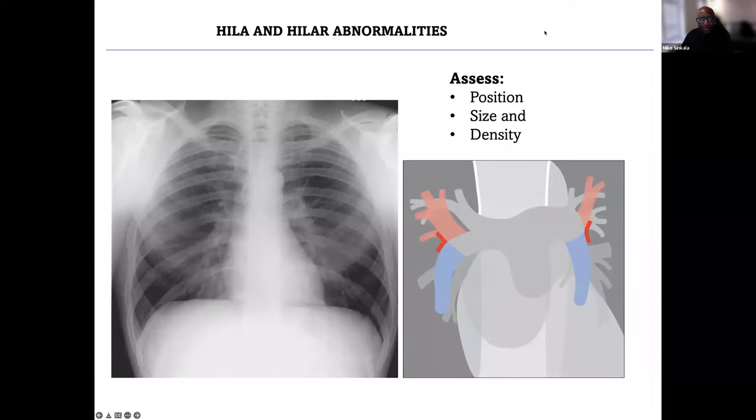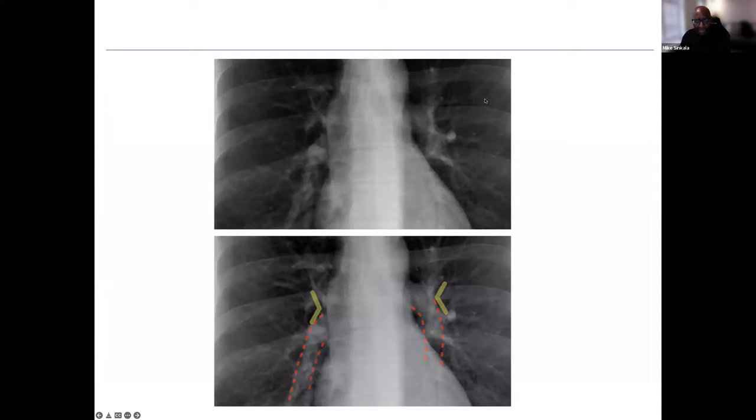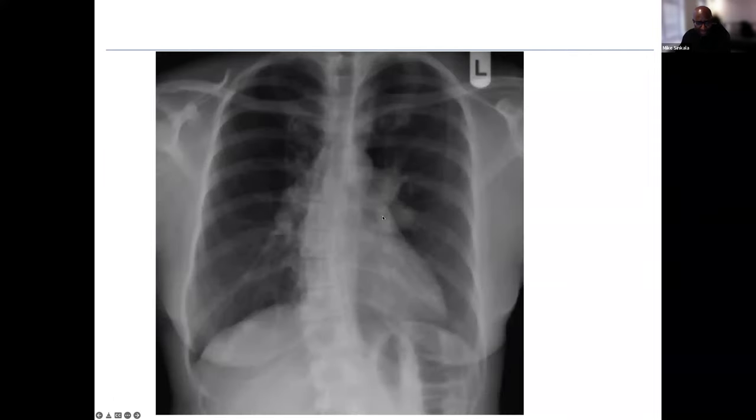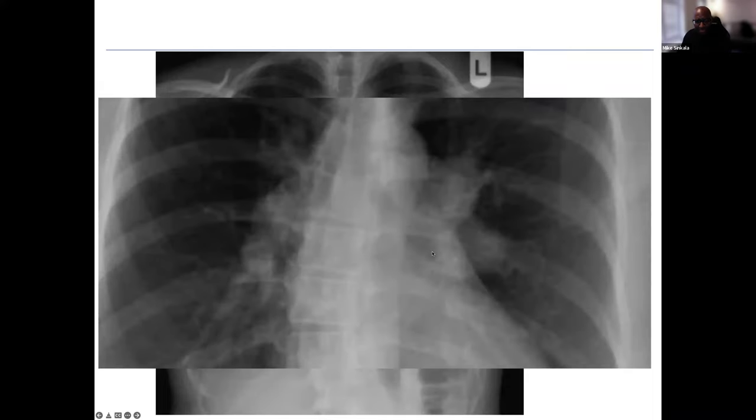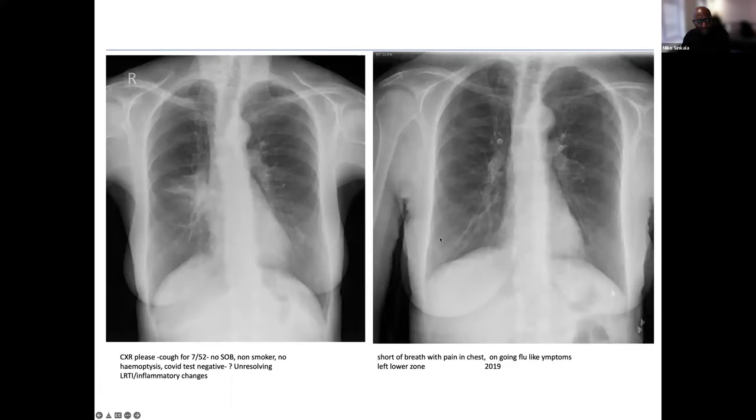Over here, we are talking about the hilar abnormalities. I think we spoke about this last time. Just to recap, you're looking at the position of the hilar, and you're looking at the size and the density of the hilar itself. We can see that these hilar are enlarged bilaterally. In a patient who is less than 60 years, maybe 45, 50, patients tend to present with sarcoid. So look at that. There is enlargement of both hilar in this case.